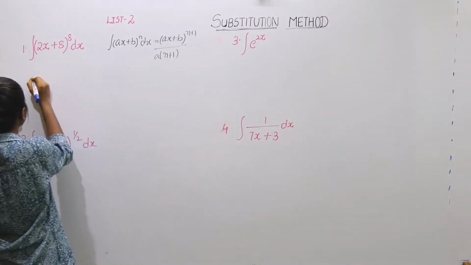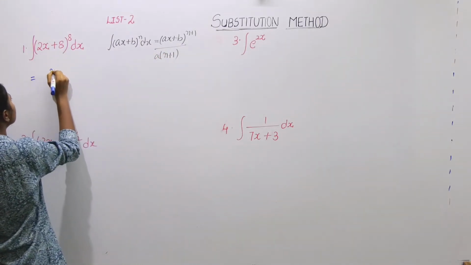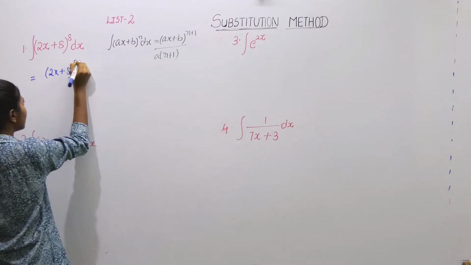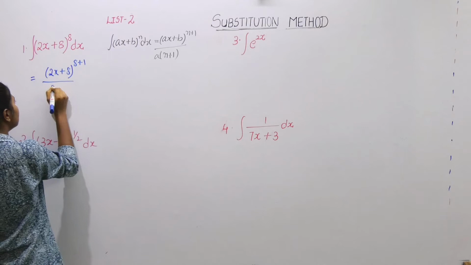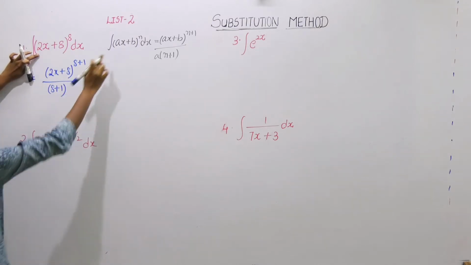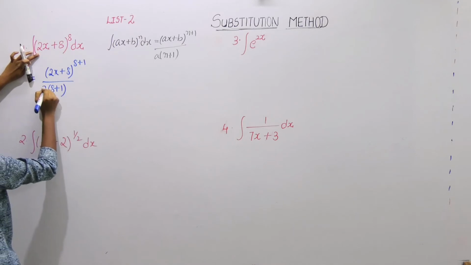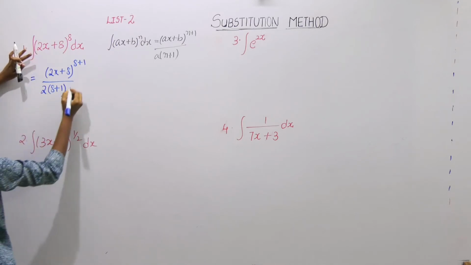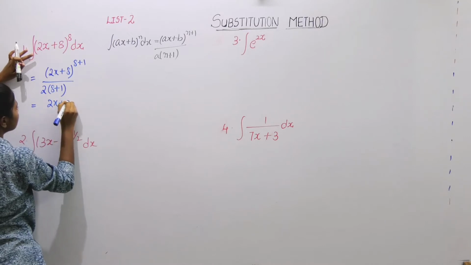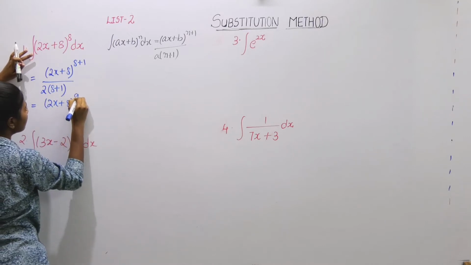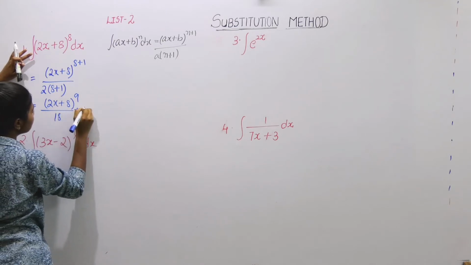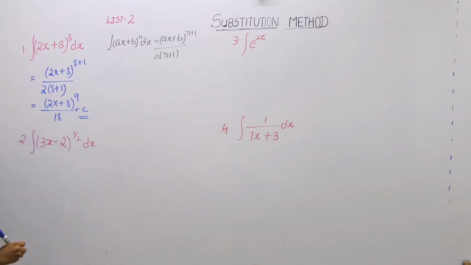When we substitute the formula here, we get (2x plus 8) whole to the power of 8 plus 1 by 8 plus 1 into, in the place of a, we have 2. So, we write 2 in the denominator. It is equal to (2x plus 8) whole to the power of 9 by 2 into 9, 18, plus c. This is the final answer.